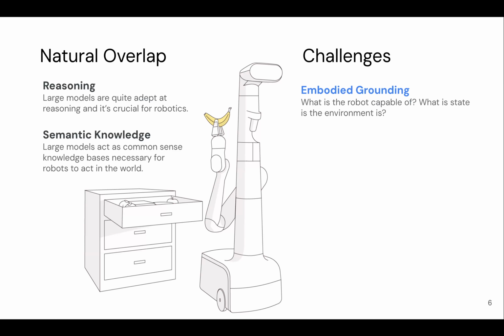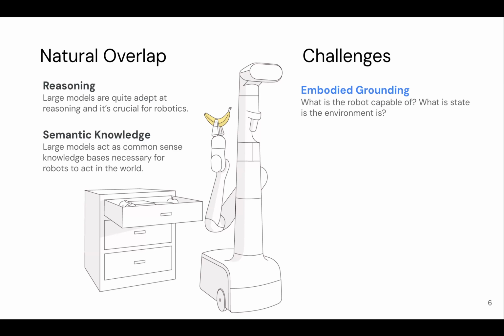But there's also a lot of challenges. There's first grounding. Each robot is different. The state of the world matters. The state of the robot within that world matters. It is not something that they have a lot of data on. There's also a lot of interactive decision making. To get something out of the drawer, you need to have opened it. You need to actually affect the world, and that effect causes this feedback loop.